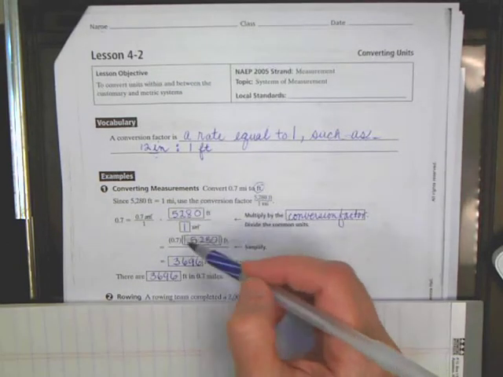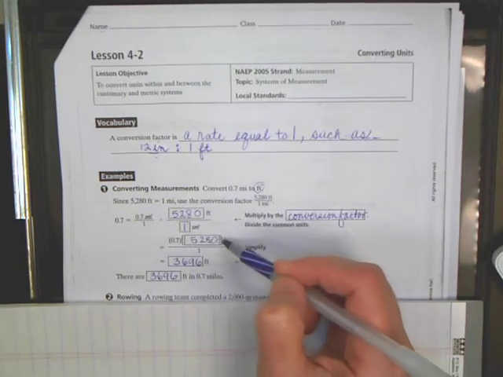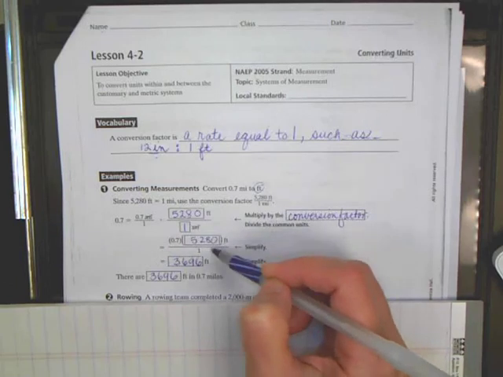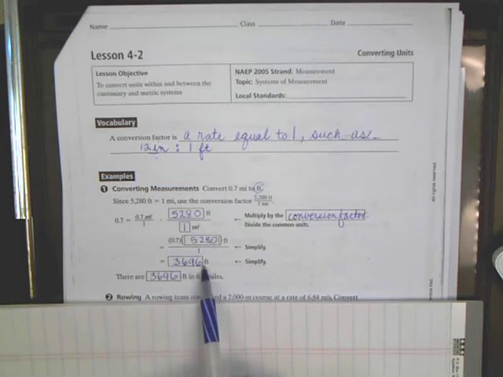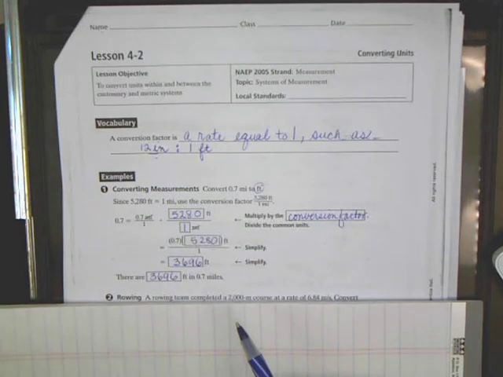So I end up with 0.7 times 5,280 feet over 1. That gives me 3,696 feet. So I know there are 3,696 feet in 7/10 of a mile.